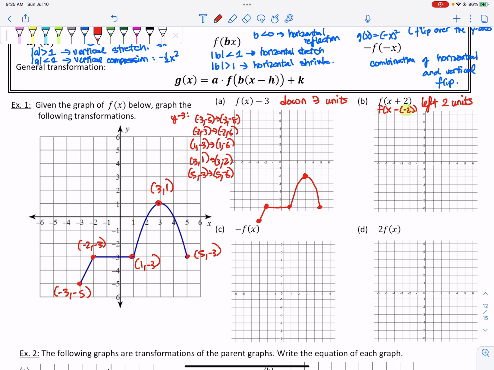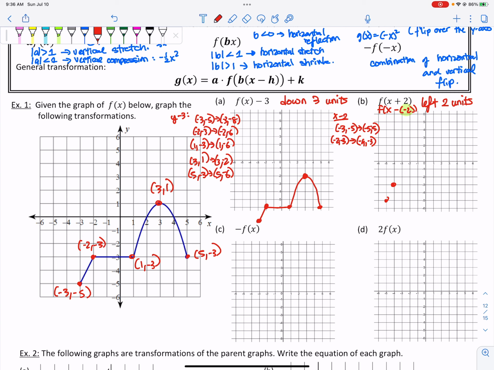So I'm going to indicate the points, x value minus 2. The first point, (-3, -5), moving it to the left 2 units: negative 3 minus 2 is a negative 5, and the y value stays the same. (-5, -5). Then the next point, (-2, -3). Negative 2 minus 2 is a negative 4, and the y value stays the same. (-4, -3).